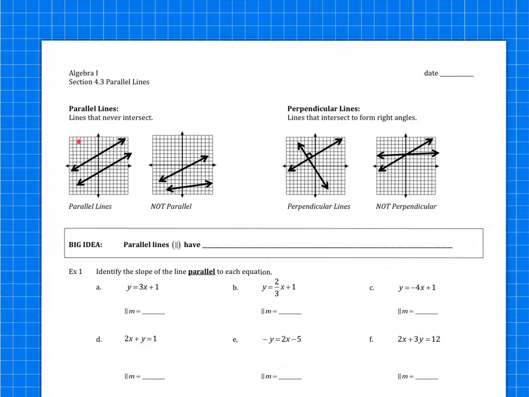So here's an example of parallel lines. Here's an example of lines that are not parallel, because eventually off to the left here they would cross and intersect each other. Okay.